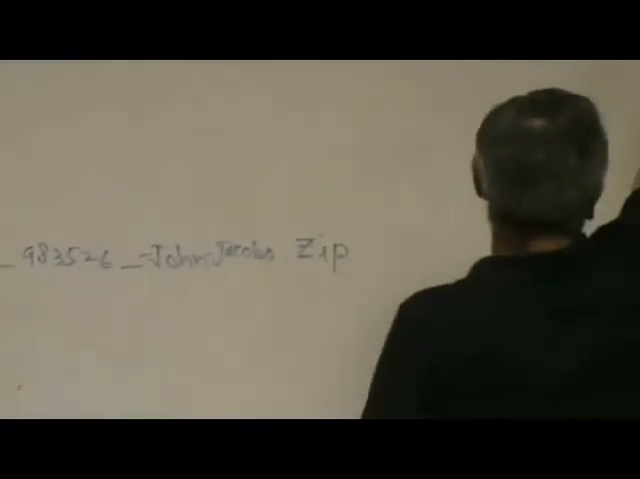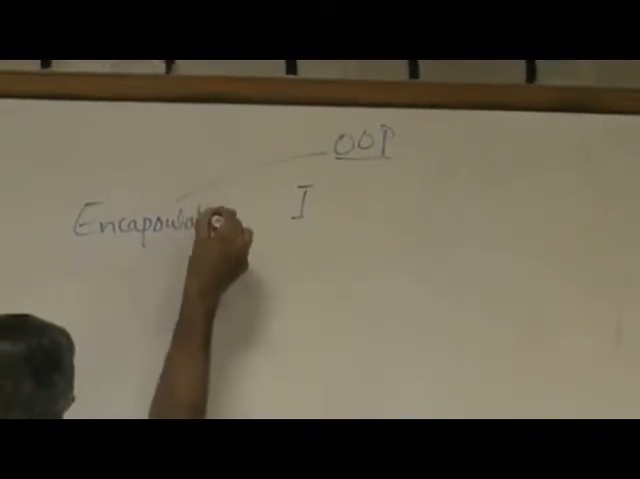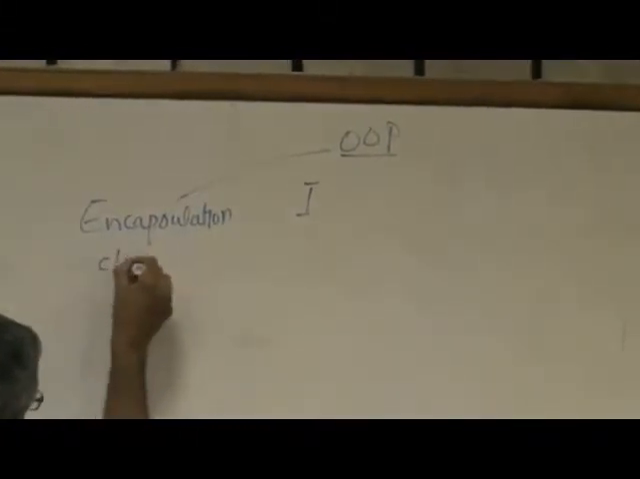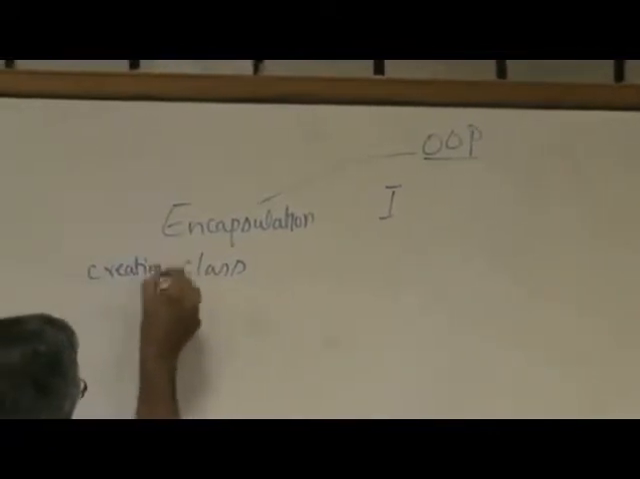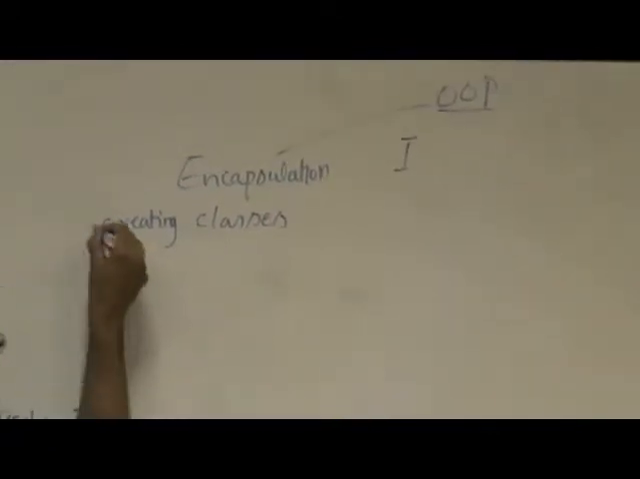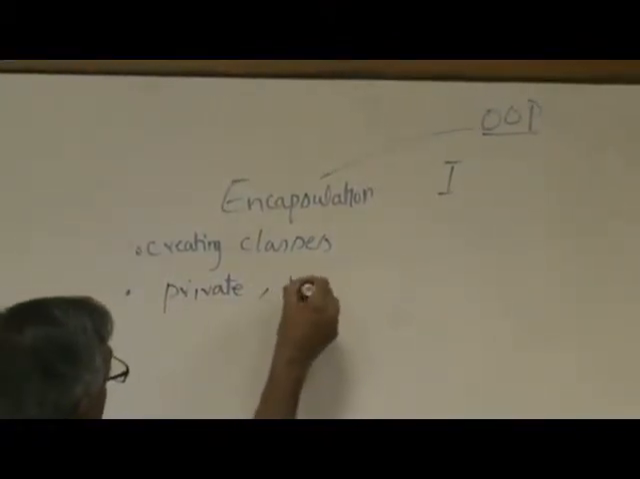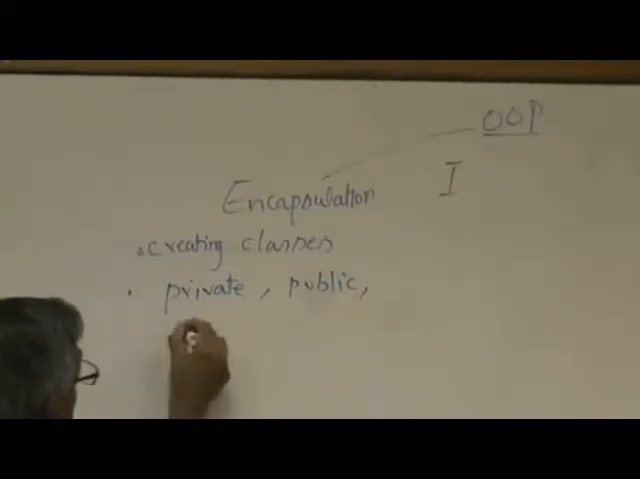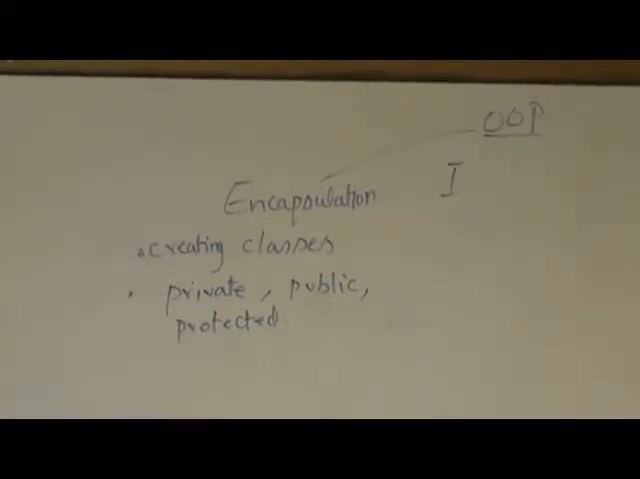As far as object-oriented programming is concerned, remember we said encapsulation is one of the key ideas, and this is easy. This is basically creating classes. And once we create a class, of course, we have the private keyword, the public keyword, the protected keyword, right? So hopefully everybody understands.